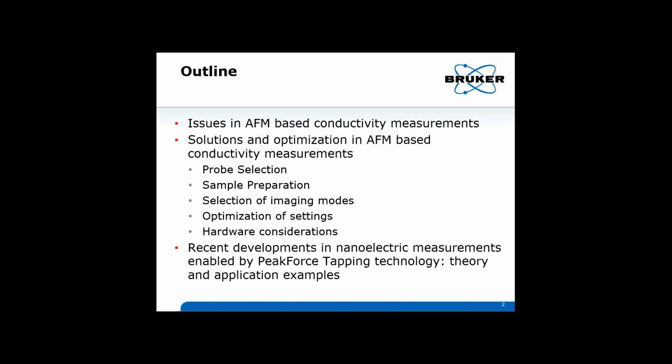If all the above solution and optimization techniques are not able to fulfill the requirement in your applications, we will provide an alternative solution, which is the recent development in nano-electrical measurements enabled by PeakForce Tapping technology. We will cover both theory and application examples.